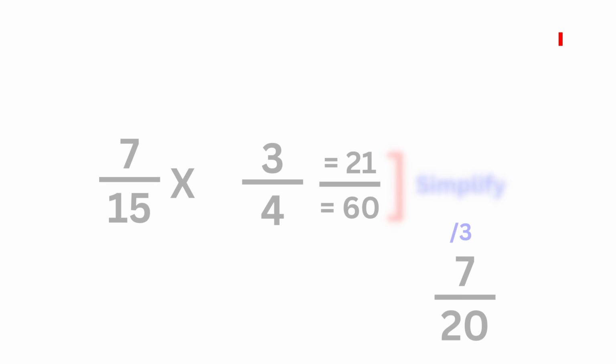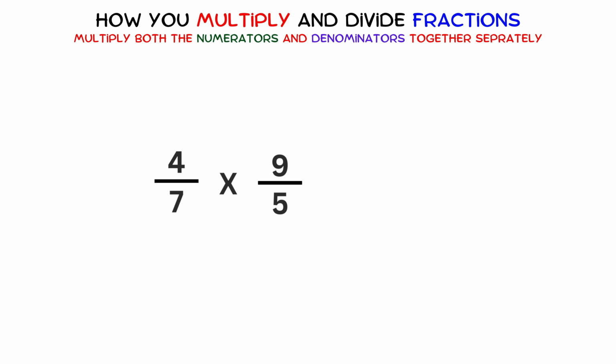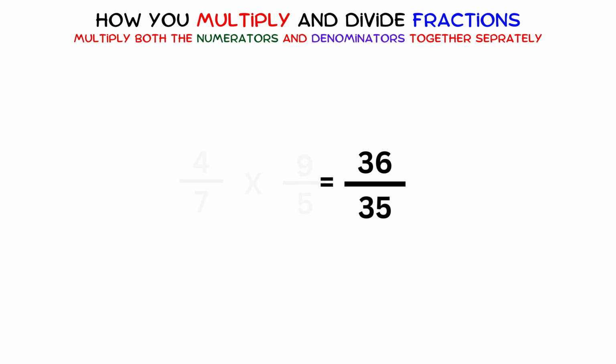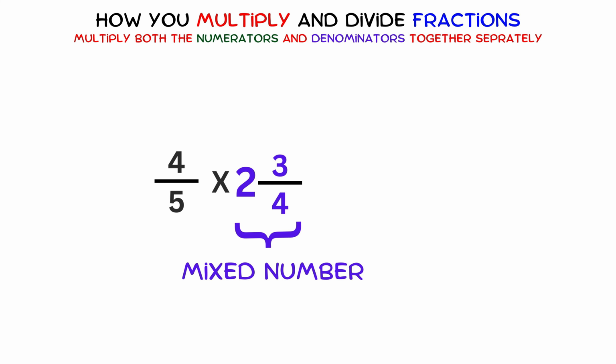For this next question, we have to multiply 4 over 7 by 9 over 5, so we multiply 4 by 9 to get 36, and then 7 by 5 to get 35, so we end up with 36 over 35 as our answer. And this time there's no need to do anything else because that can't be simplified.